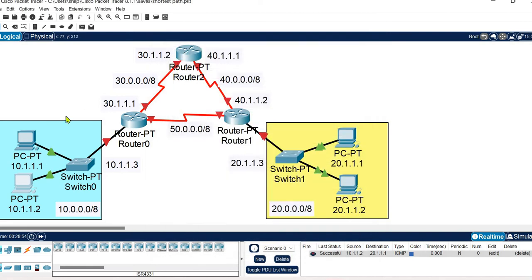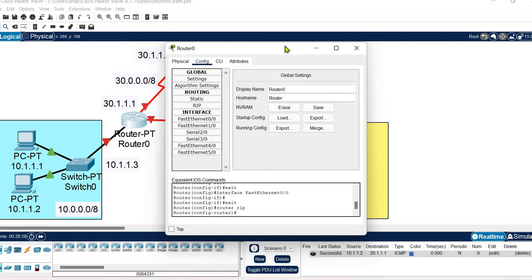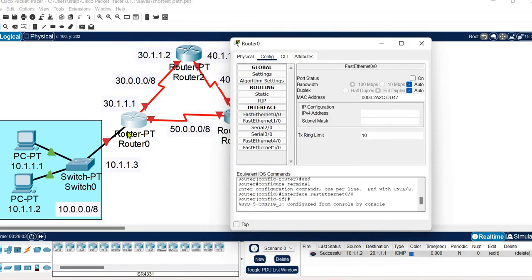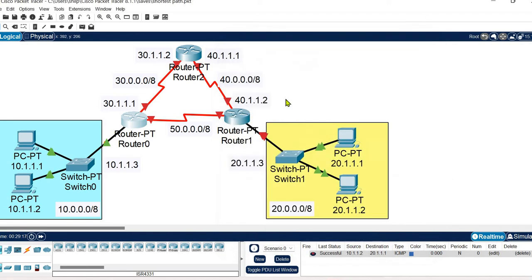Now we need to configure the router for this network. Let's open the router's configuration, and it is connected to FastEthernet 0/0. For FastEthernet 0/0, turn it on and provide the gateway 10.1.1.3, and the router is configured for this network. Done. Now it's done for the second network.